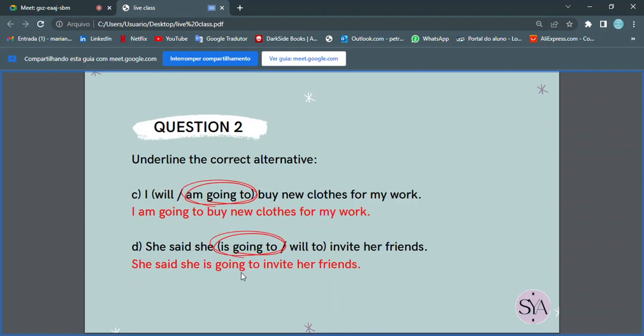The next sentence is: I will or going to buy new clothes for my work. And the correct one is going to. So the sentence is I am going to buy new clothes for my work. And the last one, the sentence is: she said she is going to or will to invite her friends. And the sentence is with going to. So she said she's going to invite her friends.